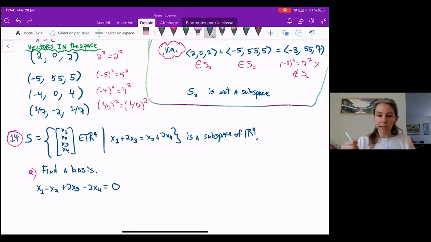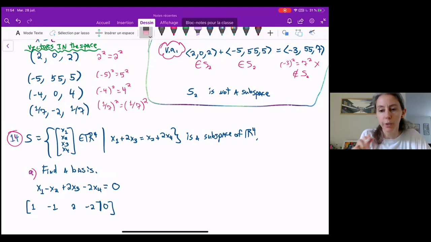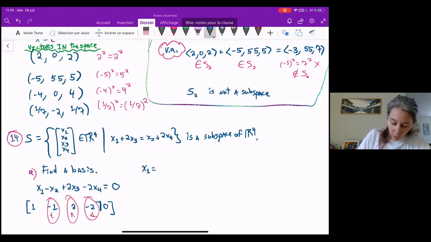So how do I get direction vectors? I stick it in a matrix and I row reduce. So I'll have 1, -1, 2, -2. I can augment with 0 or not. So basically it's like I'm finding the null space of this thing. So then I get that x1 is equal to, I have 3 free variables here, t, r, and s, is equal to t minus 2r plus 2s, x2 is equal to t, my bad, x3 is equal to r, and x4 is equal to s.